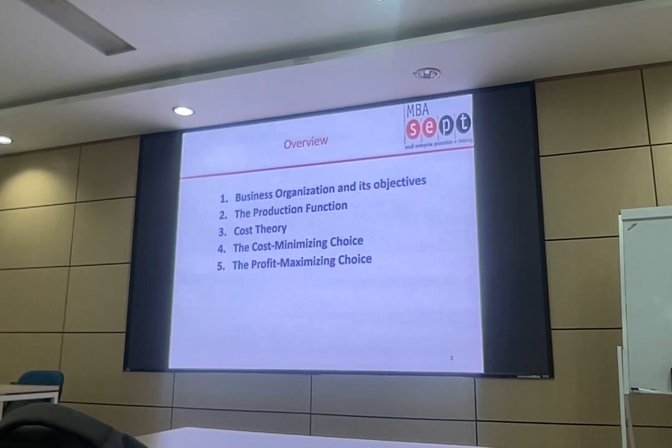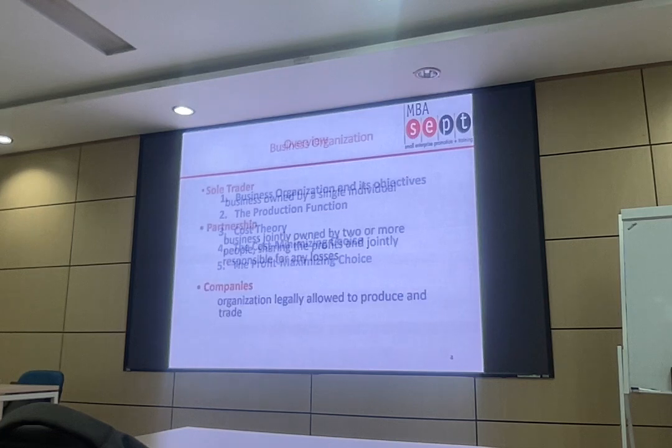Production function will formalize the relationship between the output and input in a quantitative aspect. And cost theory will refer to some types of cost, like average cost, marginal cost, and total cost, fixed cost or variable cost. And cost-minimizing choice and profit-maximizing choice. That's our main content in this chapter.